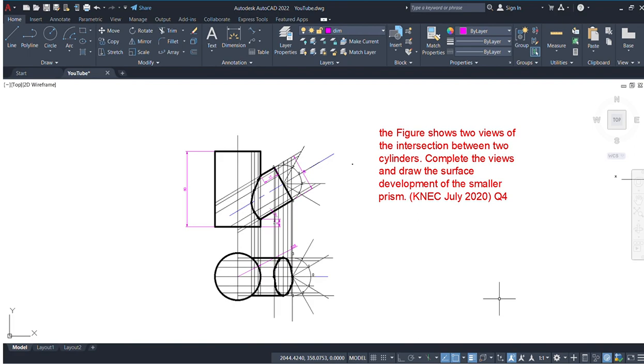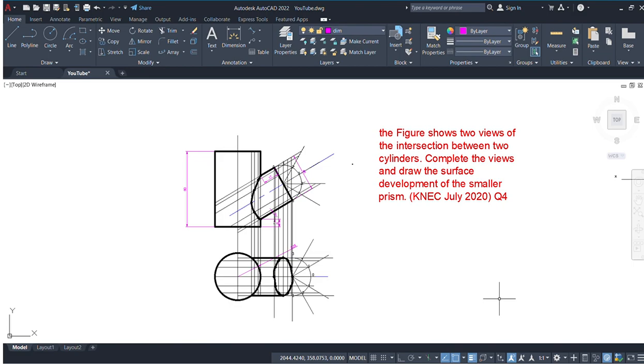YouTube channel. In this video, we are going to do a question on intersection between two cylinders. So the question says the figure shows two views of the intersection between two cylinders. Complete the views and draw the surface development of the smaller prism. So this will be a two-part question.